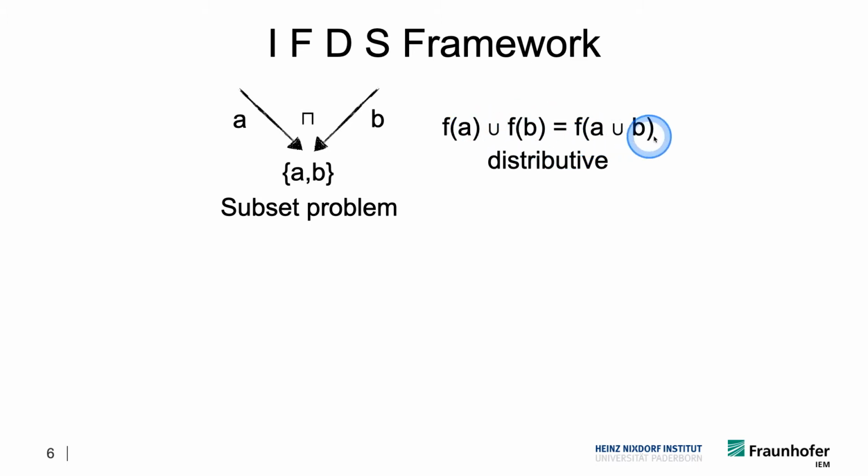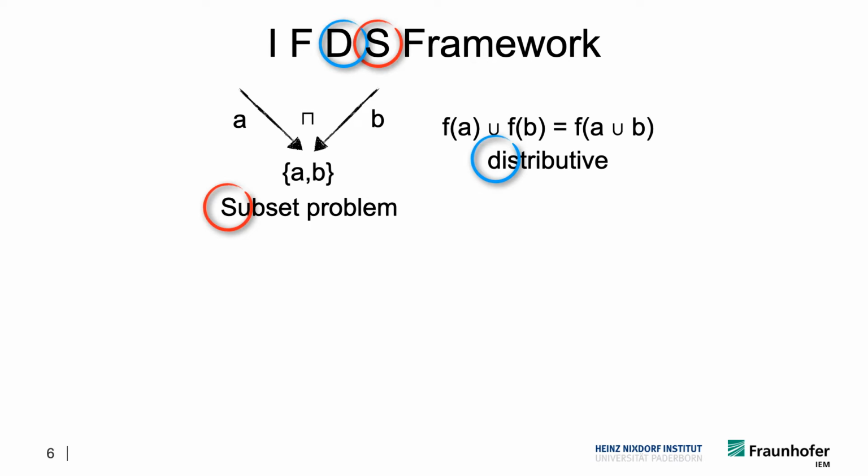Here I've just simply rephrased the equation, basically saying that we have not just any merge operator, but we have set union. And then it holds that it doesn't really matter whether you first apply the union operator and then apply a flow function, or you do it the other way around. You're guaranteed to get the same result. If this is true, then you can apply the IFDS framework. And this is what you see here.